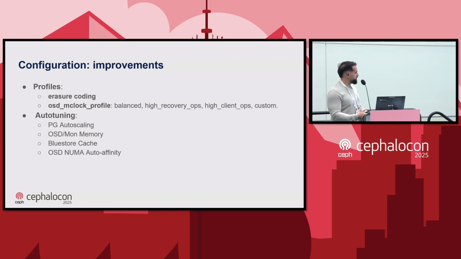So far, we have just a couple of places where we see profiles. One is the erasure coding profiles. The other one is the mClock QoS profiles. So that was reduced, and we now have these 3 main profiles plus the custom. That's also exposed in the dashboard.